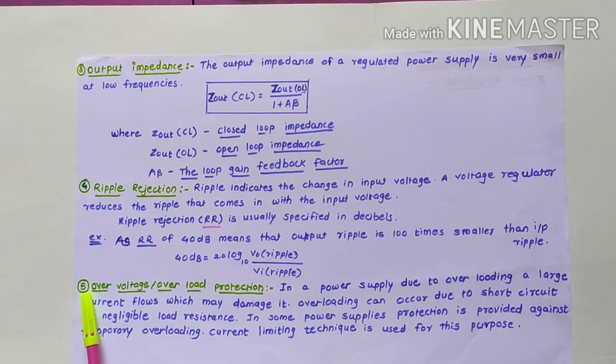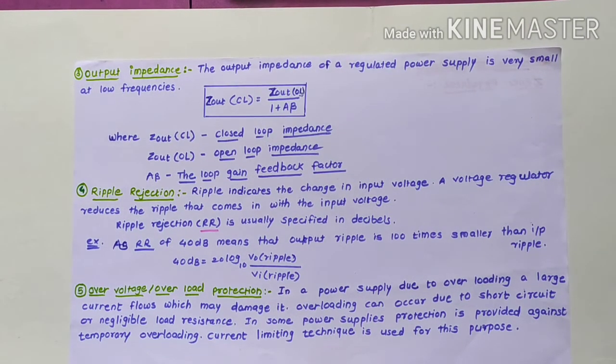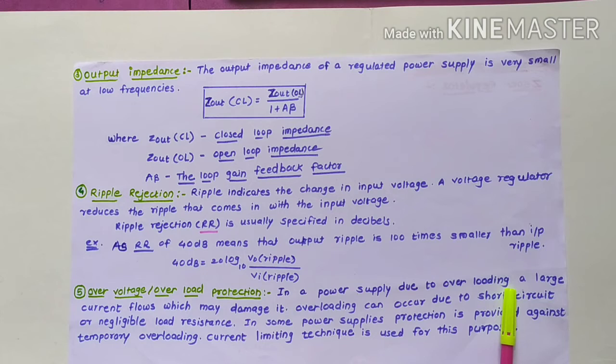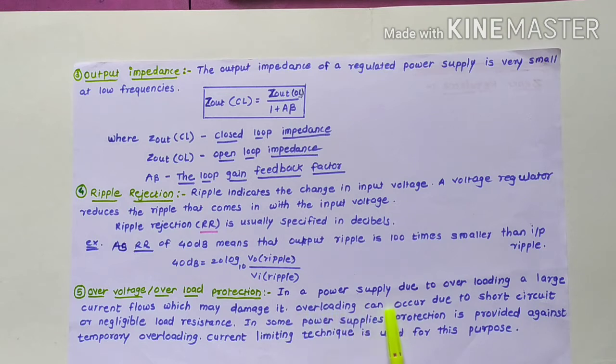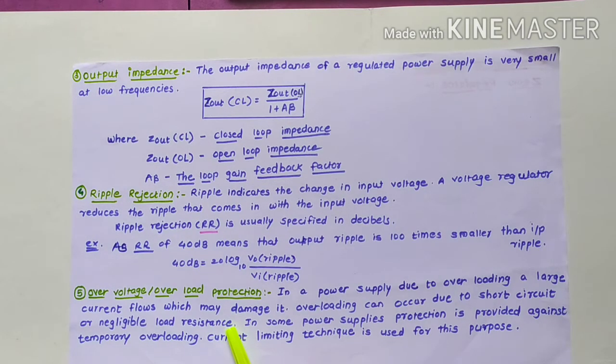Now the fifth characteristic of a power supply is overload or over voltage protection. In a power supply, due to overloading, a large current flows which may damage it. Overloading can occur due to a short circuit or negligible load resistance. Students, all of you know that sometimes you can see fluctuations in the light, or the light continuously blinking and switching on and off. So that is also called overloading.